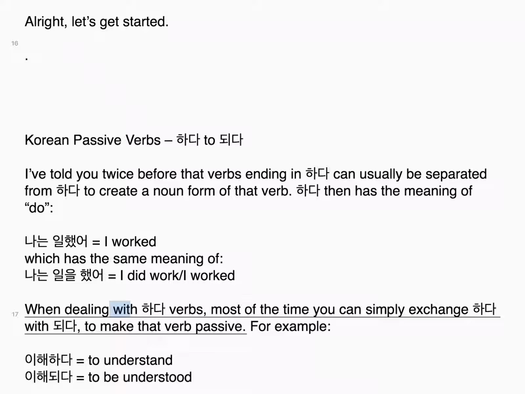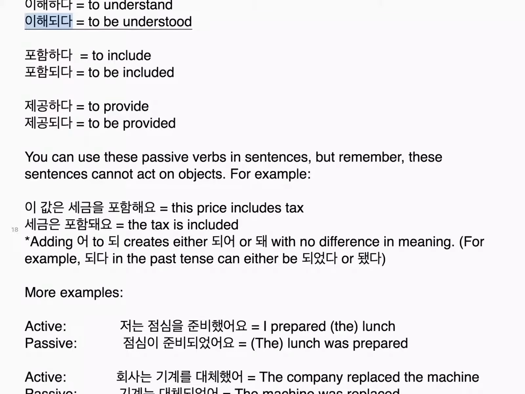When dealing with 하다 verbs, most of the time you can simply exchange 하다 with 되다 to make that verb passive. For example, 이해하다, to understand, 이해되다, to be understood; 포함하다, to include, 포함되다, to be included; 제공하다, to provide, 제공되다, to be provided. You can use these passive verbs in sentences, but remember, these sentences cannot act on objects.